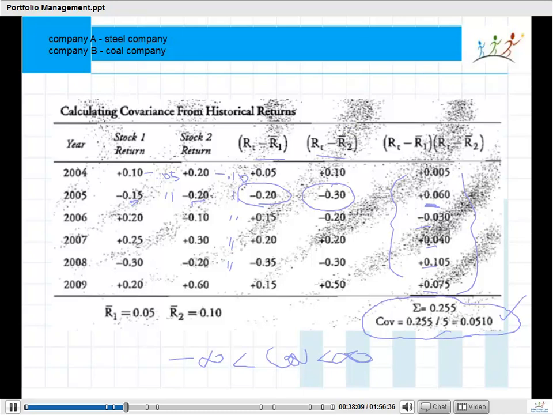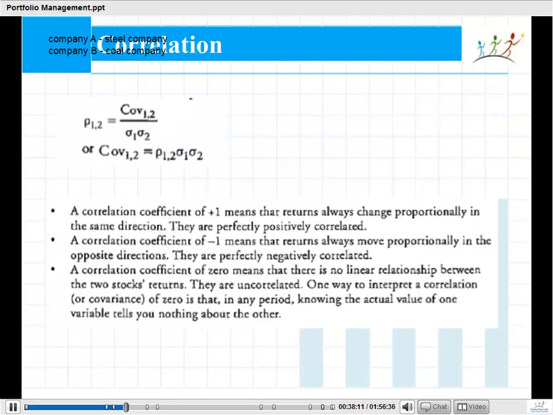So I scale down the covariance to compute something called correlation. Correlation is covariance divided by the product of the standard deviations. Correlation is always a number between -1 and +1.